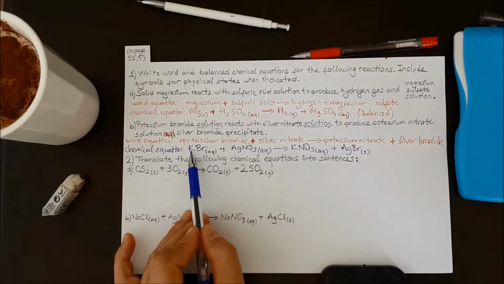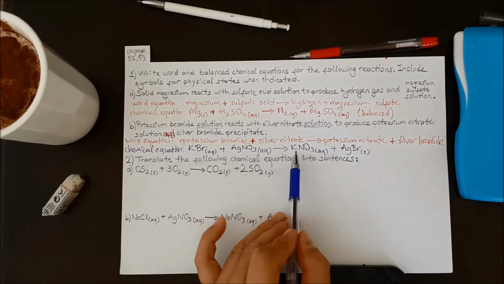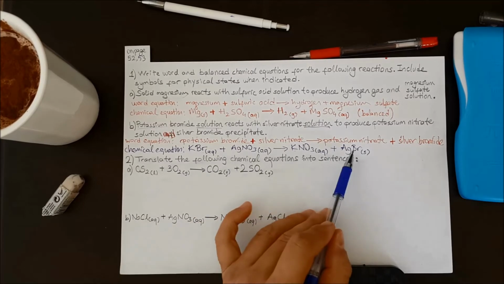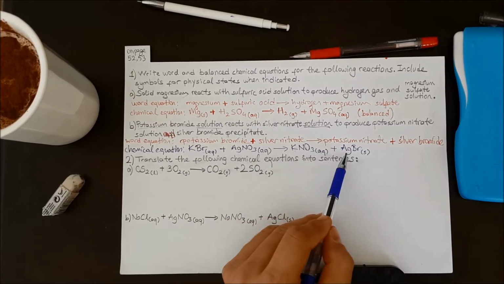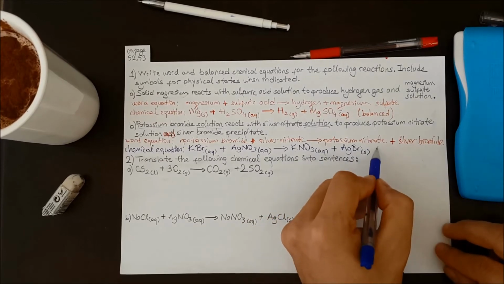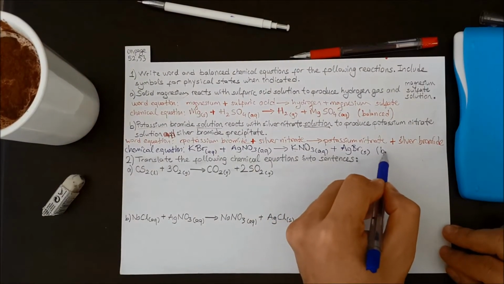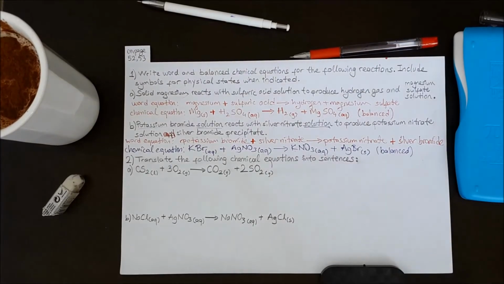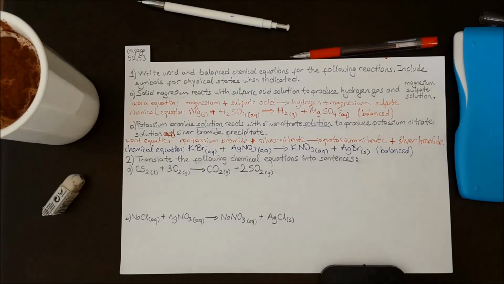One potassium atom I have on the reactant side. On the product side, I have one potassium atom, one bromine, one silver, one nitrate group. So this reaction or this equation is a balanced chemical equation. In question 2, we're going to translate the following equations into sentences.